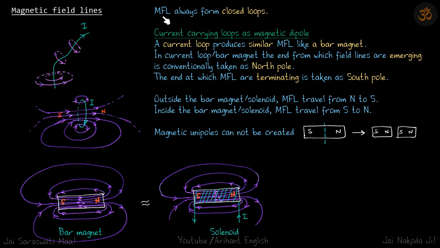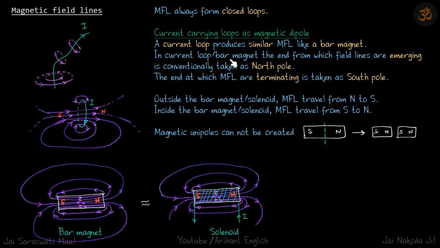Now let us write down certain points about magnetic field lines. They always form closed loops. Now, current carrying loops as magnetic dipoles. So we are talking about these loops. A current loop produces similar magnetic field lines like a bar magnet. So they start from here and terminate at the back. Similarly, they are also starting from here and terminating at the back.